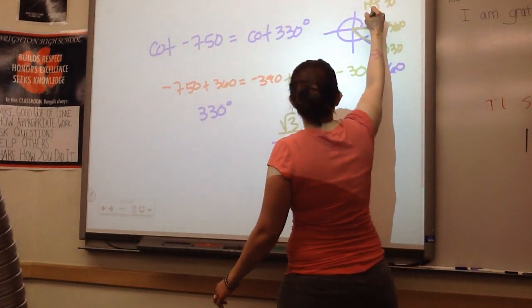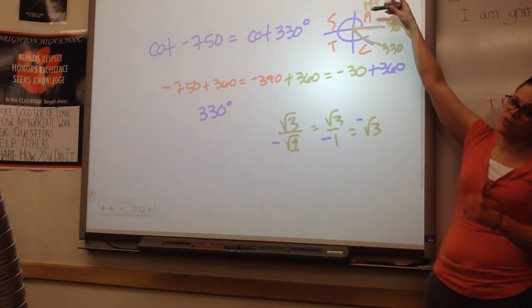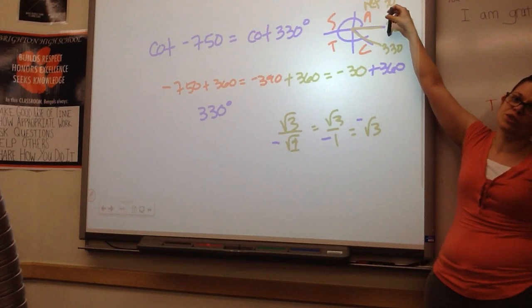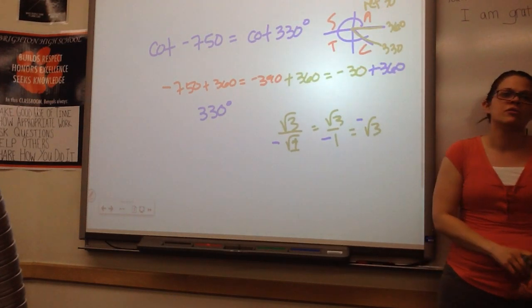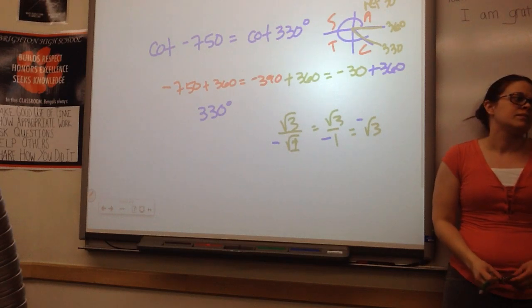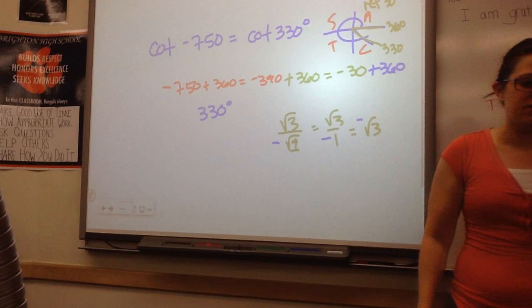Or you can do, all students take calculus: only the cosine and its reciprocal are positive in the fourth quadrant. We're not finding the cosine or its reciprocal, so it has to be negative. Does that make sense? Okay. I'm going to give you your assignment.